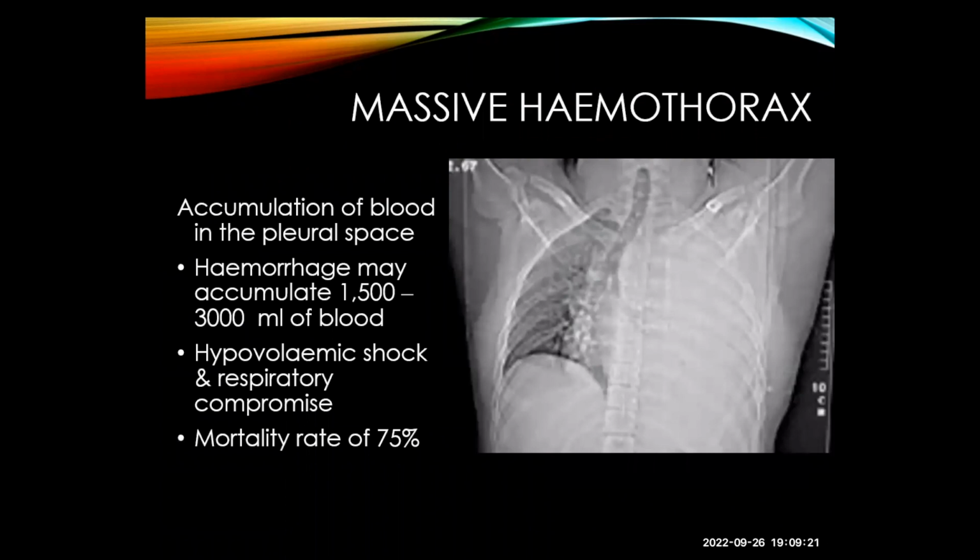Now, in a trauma setting, you end up with a massive hemothorax. So that's when you have accumulation of blood, as you can see in this image on the right side. And the chest can accumulate up to 3,000 milliliters of blood easily, and the patient can go into hypovolemic shock and respiratory compromise. And massive hemothorax is a condition with significantly high mortality and morbidity.